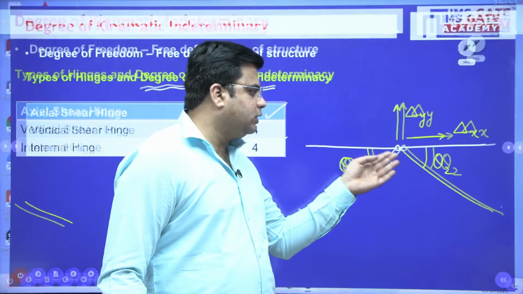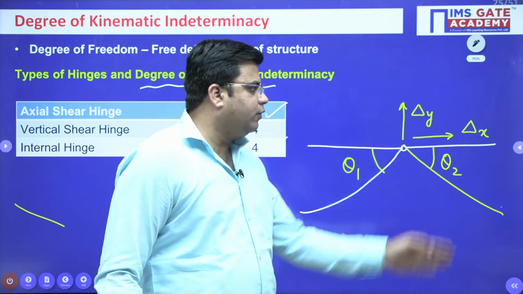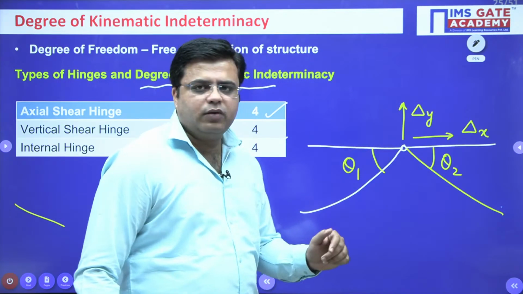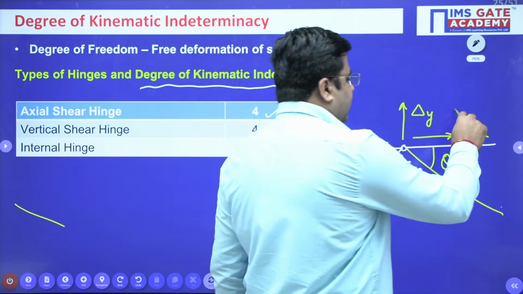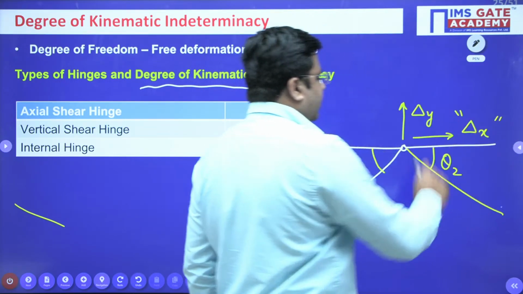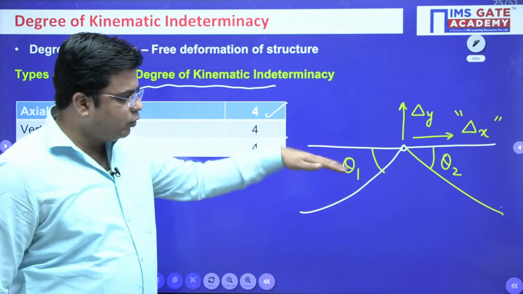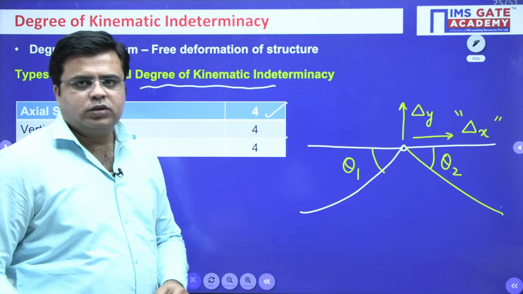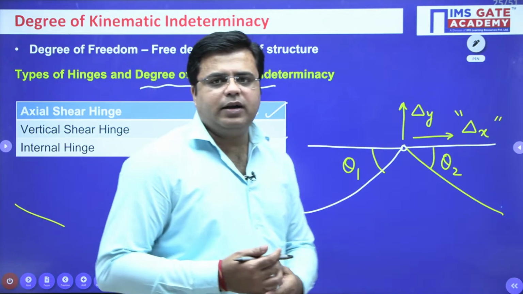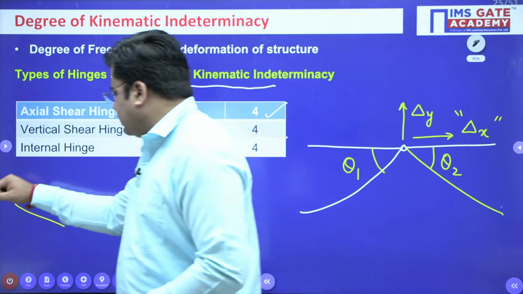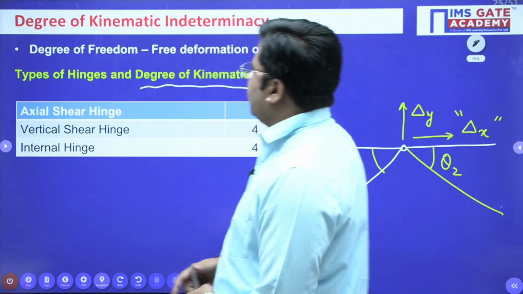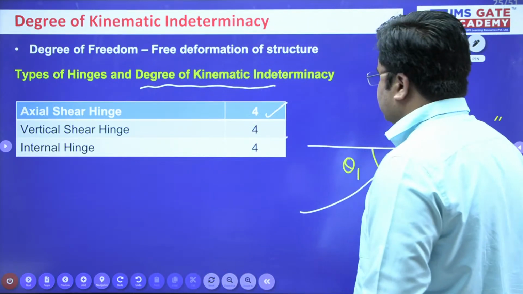This internal hinge can go in the vertical direction, or forward or backward direction, that is delta x, it can have a translation in delta y, or it can have the rotational movement of theta 1 and theta 2. So that is how your kinematic indeterminacy is 4 for your internal hinge, right? So just considering all these things, you can calculate the kinematic indeterminacy for a structure.